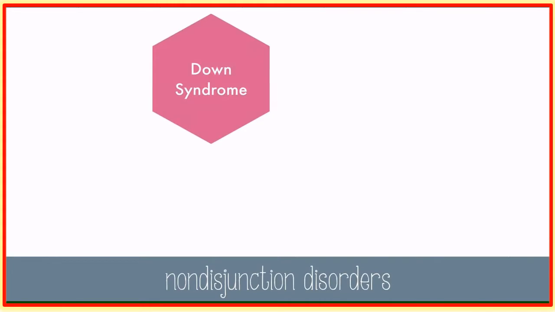Here are some examples of disorders that can occur as a result of non-disjunction. Probably the most widely known one is Down syndrome. In this case, there's an extra 21st chromosome, which can lead to mental impairment and stunted growth, among other things. Klinefelter syndrome occurs when there's an extra X chromosome in the standard male karyotype. This can lead to weaker muscles and bones, less testosterone, and sterility.